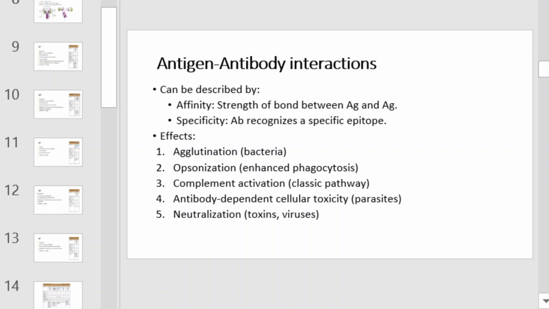Antigen-antibody interactions can be described through affinity and specificity. Affinity is the strength of the bond between antigen and antibody. Specificity is the antibody recognizing a specific epitope. This can affect agglutination of bacteria, opsonization, complement activation, antibody-dependent cell-mediated cytotoxicity, and neutralization of toxins and viruses.